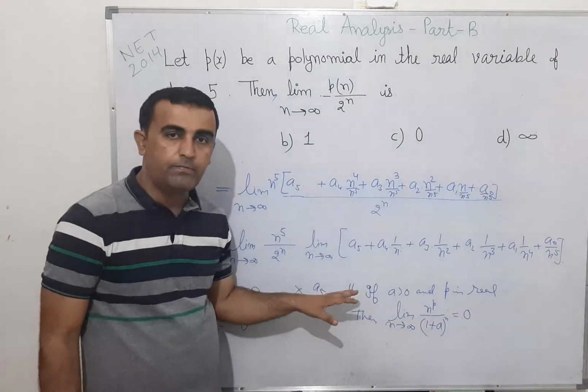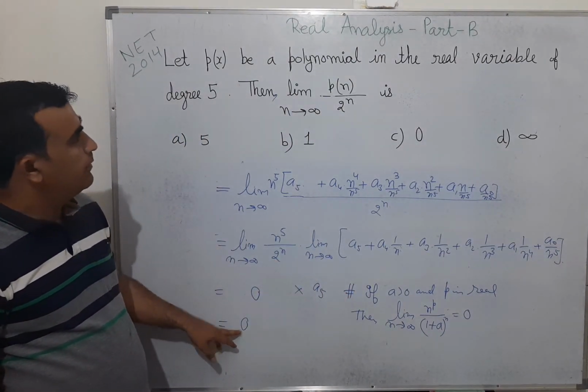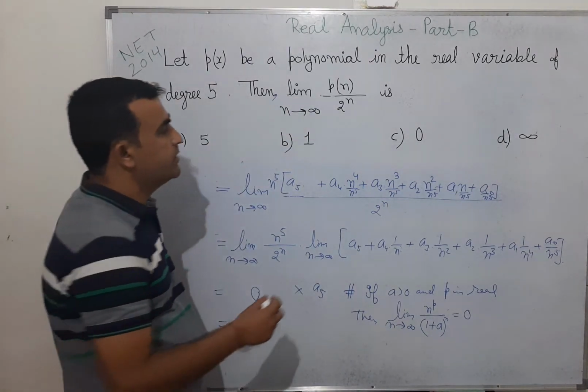After this calculation, we have the value of this limit as 0. Therefore, option C is correct.